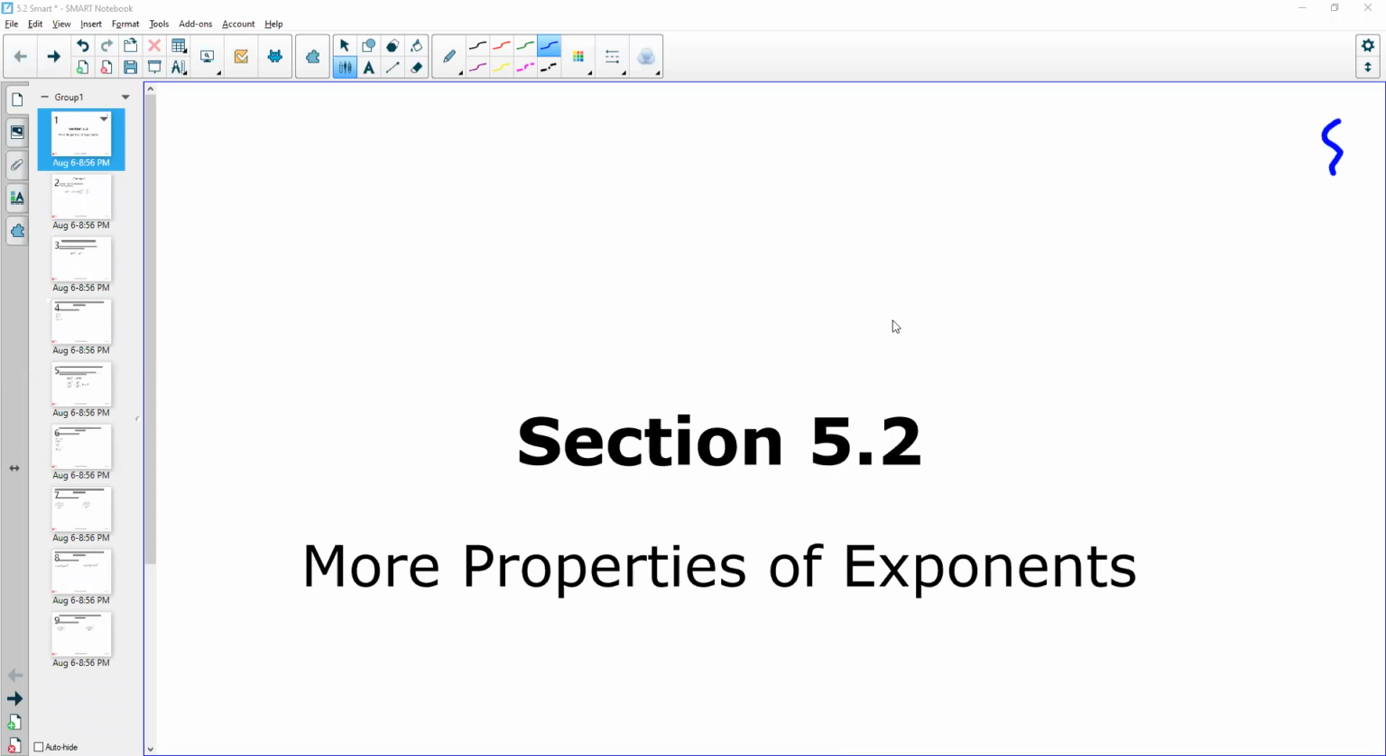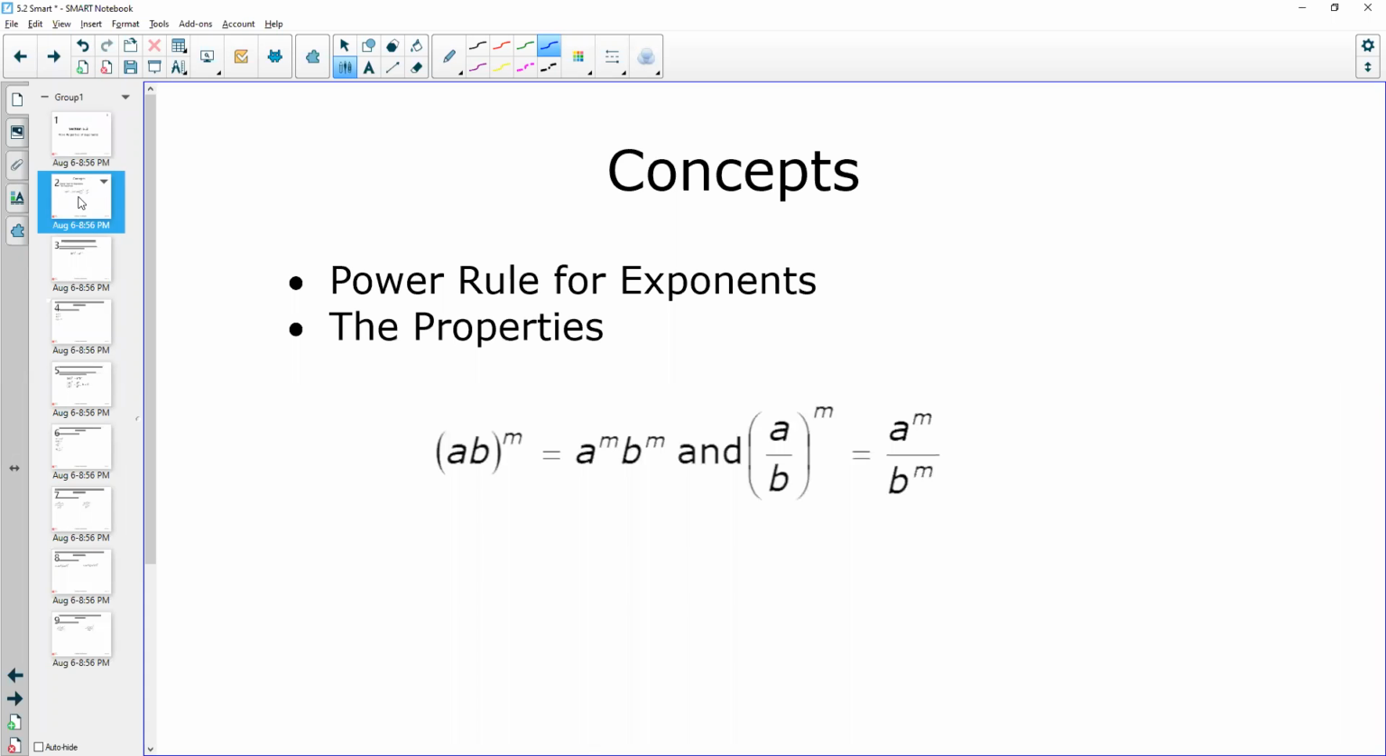Hi all, these are the notes for 5.2, which is more properties of exponents. This is a really short section. It's going to be your favorite. So there are two additional rules for exponents that we need to do first. The first is the power rule, and then there are some properties.